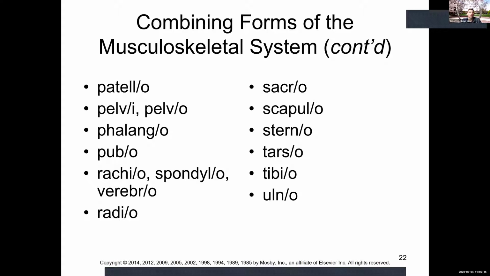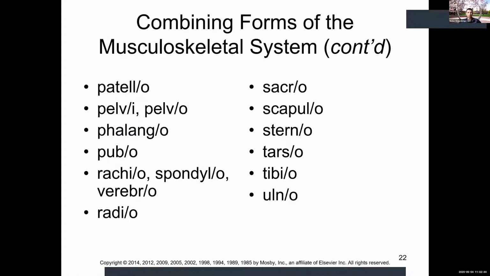or the vertebral column, so basically just your backbone, that whole column. Radio for the radius, okay, ulno, the last line on the other column here for the ulna, so radius and ulna, both are those two long bones of the distal arm. Sacro, sacrum, scapula, again, the scapula, your shoulder blade, sternum, breastbone.